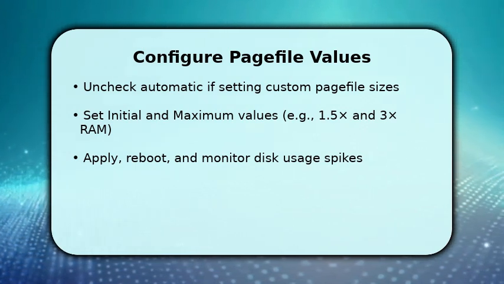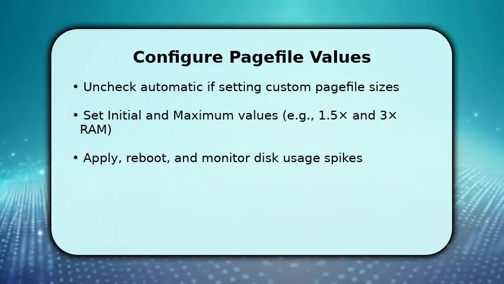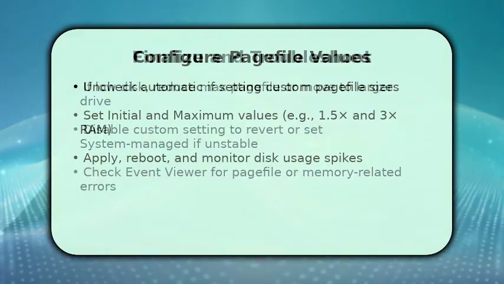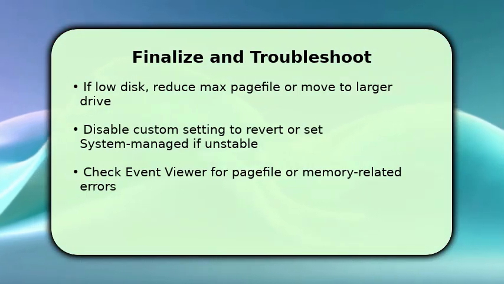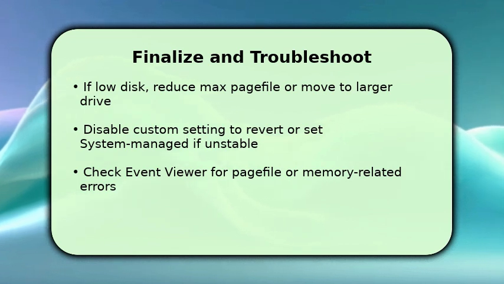Reboot so Windows applies changes. After restart, monitor performance and disk activity to confirm the new virtual RAM behaves as expected. Finish by validating system stability. Run your typical workloads and watch Task Manager's memory and disk columns.